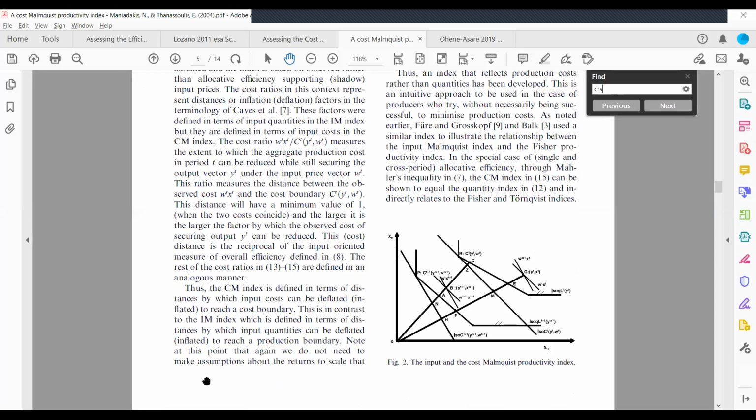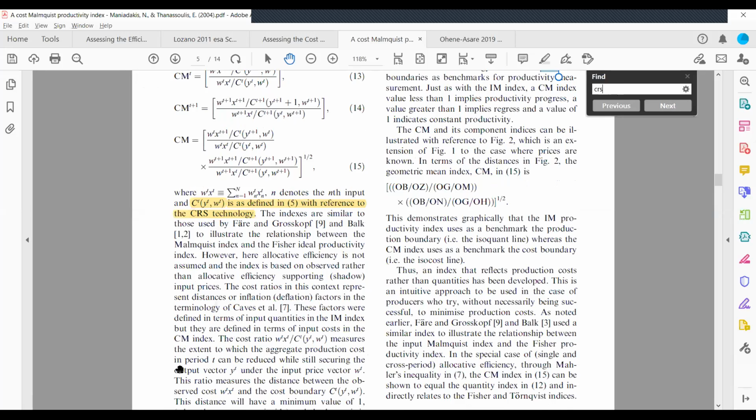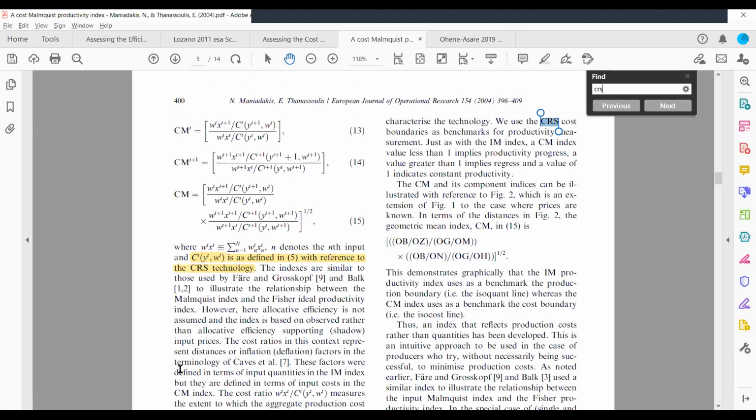You see what he said here? At this point, we don't need to make assumptions about return to scale. That characterizes the technology. We use CRS cost boundaries as benchmarks for productivity. Okay, so they use CRS.